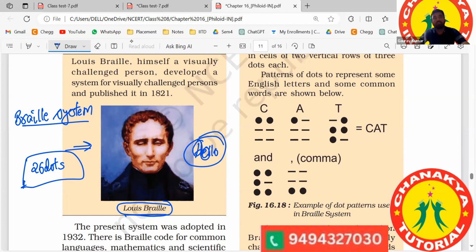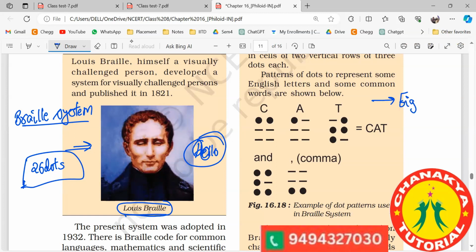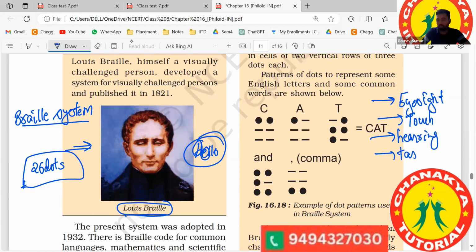Apart from that, there is one thing: you have all kinds of senses. First, can you tell me what kinds of senses we have? Five senses. Okay, what are they? Eyesight, touch, hearing, taste, smell. Okay, so these are the five kinds of senses we have.